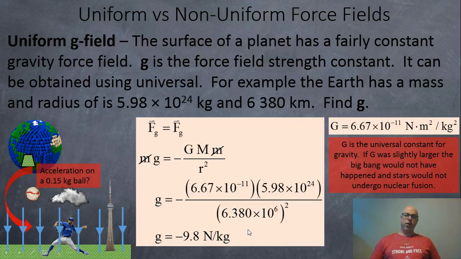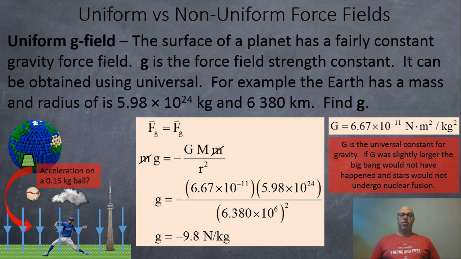All right, so a uniform gravity field, or g field. The surface of a planet has a fairly constant gravity field. So if you're walking around on the planet Earth, the force of gravity, the strength of g, the acceleration of gravity, it's pretty consistent for you. It's not going to change or vary that much. And even if you climb a tall building, you can see that the Earth is fairly flat in your area. To see the curvature of the Earth, you have to be able to go pretty high.